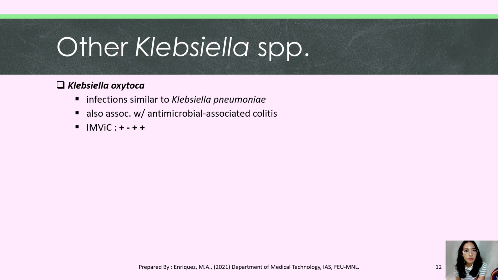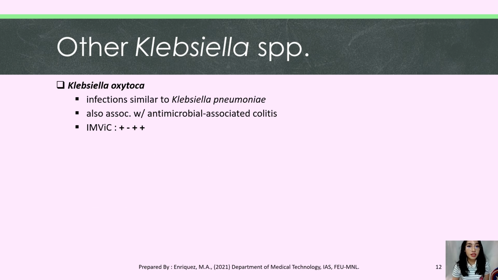Okay, so let's now talk about other Klebsiella species that have been associated with numerous infections. So first up is Klebsiella oxytoca, which produces infections that are similar to those of Klebsiella pneumoniae. In addition, isolates have been linked to antimicrobial-associated hemorrhagic colitis. With regards to its biochemical test results, Klebsiella oxytoca is identical to Klebsiella pneumoniae except for its production of indole. So kung makikita po natin dito yung IMViC reaction niya, for oxytoca it's positive, negative, positive, positive. E di ba po for pneumoniae it's negative, negative, positive, positive.